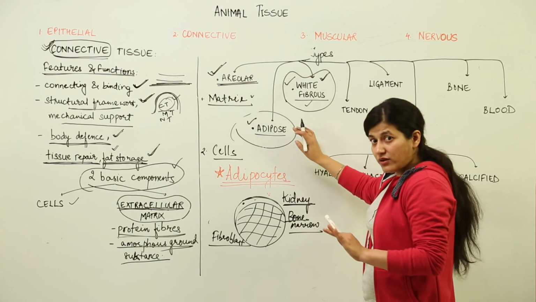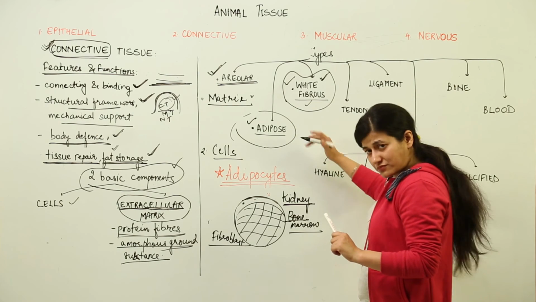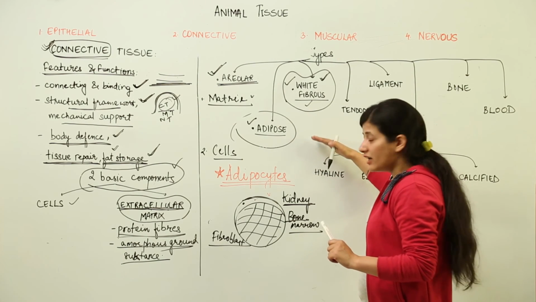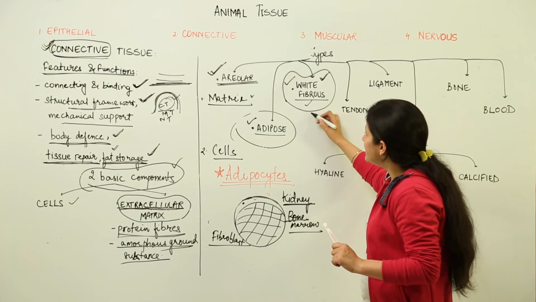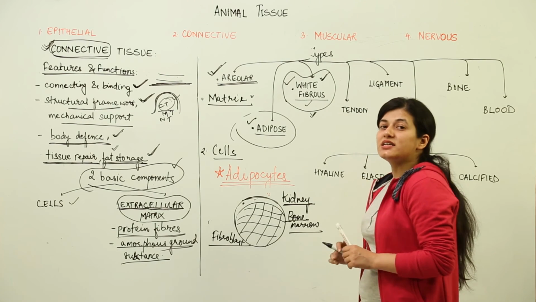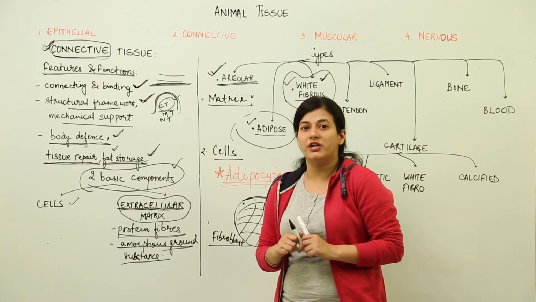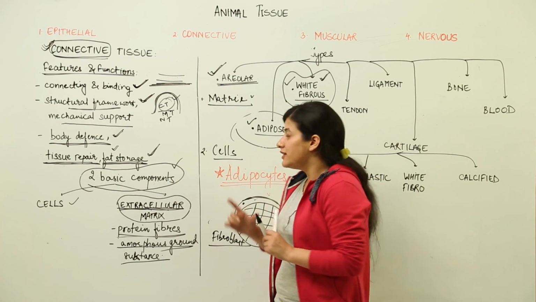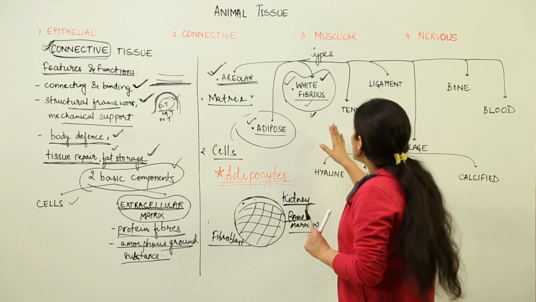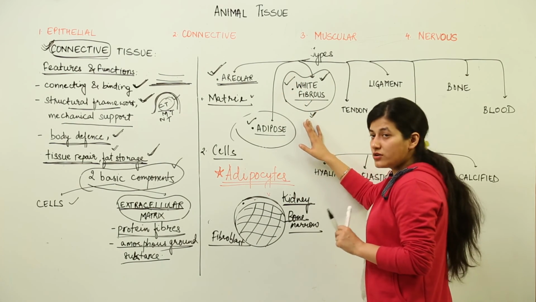It is regular because most of the fibers are arranged in a pattern, and this fibrous tissue is present in the sutures, the fibrous joints present inside our body, such as skull sutures. They are not movable in any case. So white fibrous tissue is non-distensible.